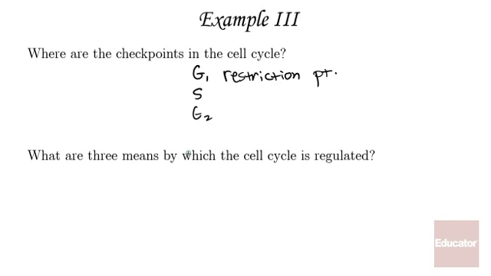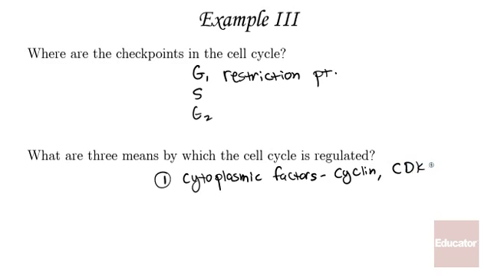If the cell gets the go-ahead at G1, there's an excellent chance it's going to make it through the whole cell cycle. What are 3 means by which the cell cycle is regulated? Well, the first one is cytoplasmic factors, specifically cyclin and cyclin-dependent kinases, or CDKs. That is one way in which the cell cycle is regulated. It's also regulated by internal factors, and the example I gave was the chromosomes lining up. So everything has to be in place, in the correct location, for the cell cycle to continue.